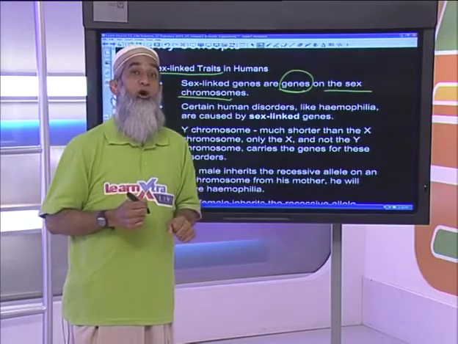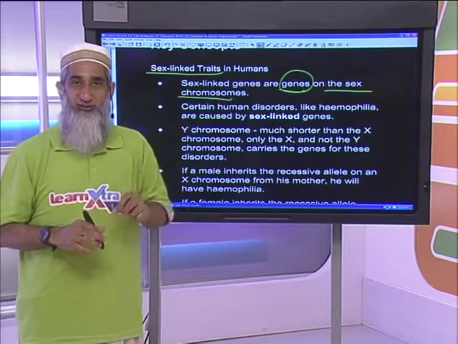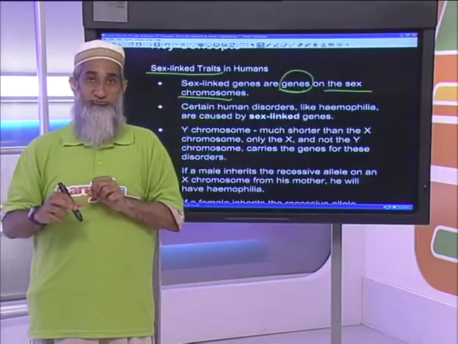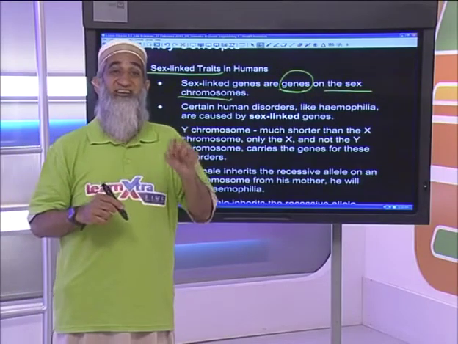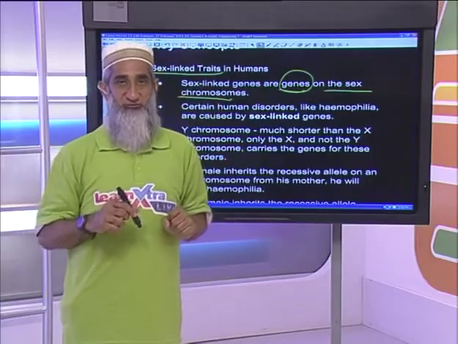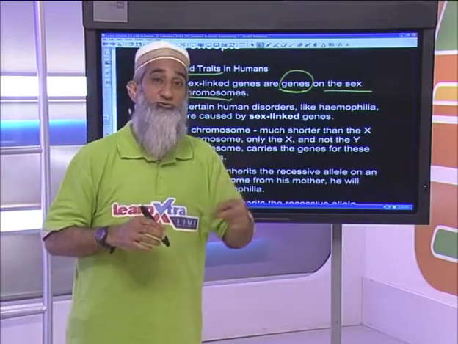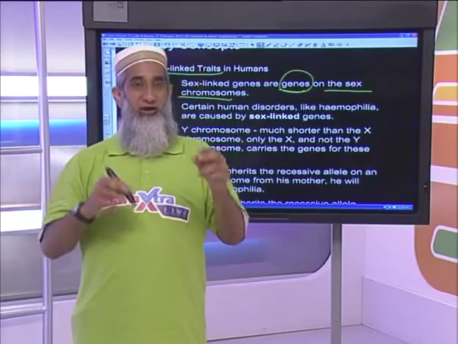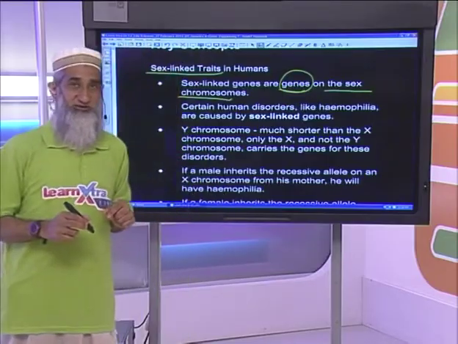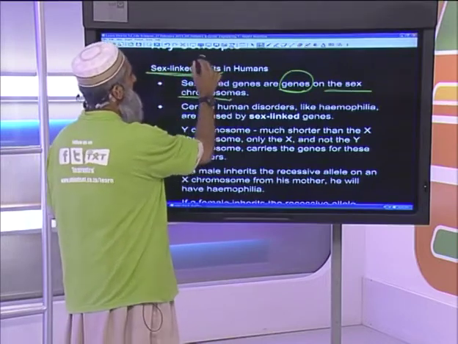Remember, we have 23 pairs of chromosomes. 22 of those are autosomes. That means they are normal body chromosomes. And the last pair, pair number 23, are known in scientific terms as gonosomes or gonadosomes. That means the sex chromosomes. Those are the ones that determine the sex of the resultant zygote. In addition to determining sex, they may also carry some other genes which code for other characteristics. Those genes that are carried on the sex chromosome are called sex-linked genes.